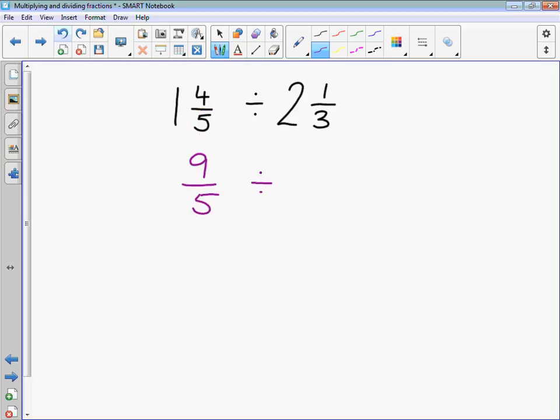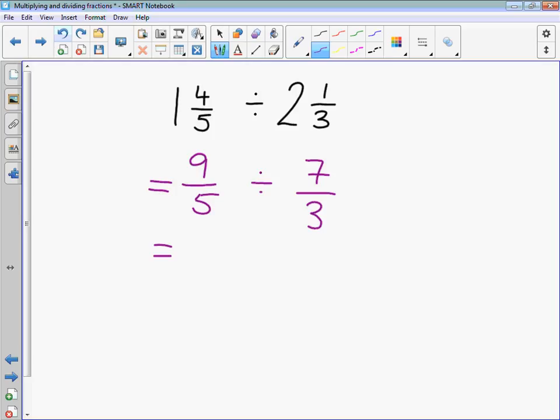Now I'm dividing that by 2 1/3, which can also be written as 2 times by 3 is 6, add 1 is 7, that's my numerator. My denominator stays the same, it's 3. So that's my calculation written with improper fractions.